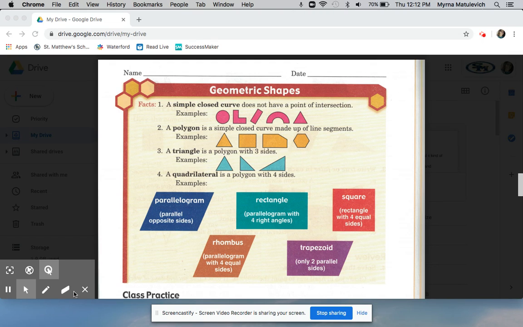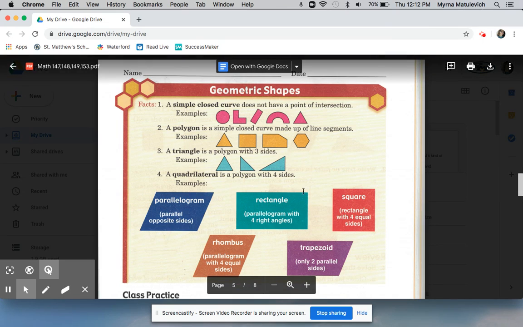A simple closed curve does not have a point of intersection. So if I did this, that would not be a simple closed curve because it's open and it has lines that intersect. A polygon is a simple closed curve made of line segments. So anything with a rounded part is not going to be a polygon because it has to be made up of straight lines. A triangle is a polygon with 3 sides. A quadrilateral is a polygon with 4 sides, and these are examples.